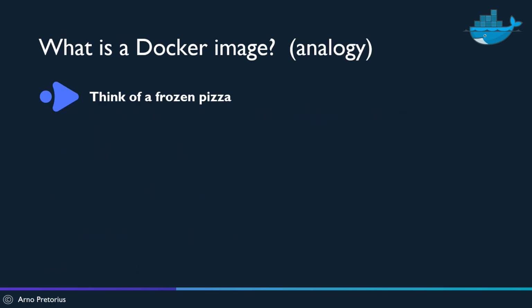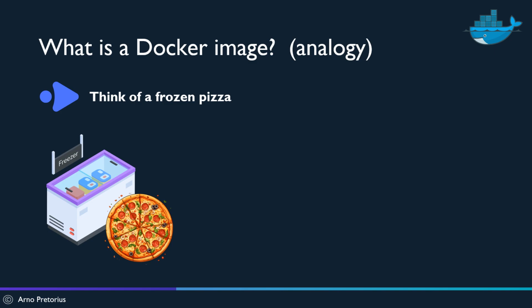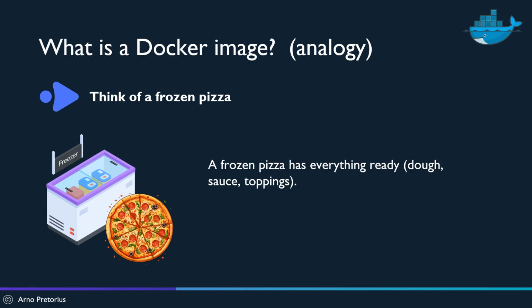Let's take a look at an analogy to better understand what a Docker image is. Think of a Docker image like a frozen pizza. I know this is quite abstract, but bear with me. You have a frozen pizza in the freezer. A frozen pizza has everything ready: the dough, the sauce, the toppings. But you can't eat it yet. You need to put it in the oven first. Try to relate the dough, the sauce, the toppings, and everything on the pizza to everything that is part of your Docker image, with all of the configuration settings, the runtime version, the application source code, and everything. Try to think of it like that.